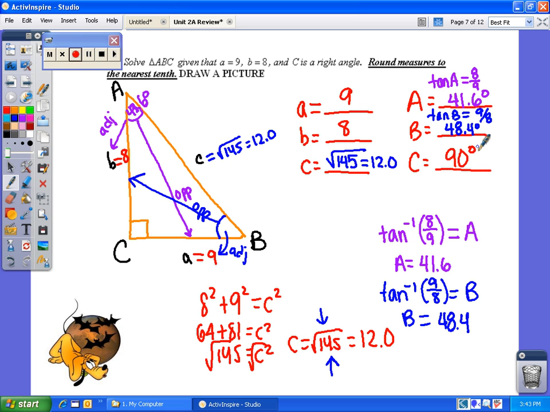So how do I know I did this right? Because if I add 48.4 plus 41.6, I should get 90, and I do. If for some reason you don't get 90, you did something wrong. Alright, almost done.